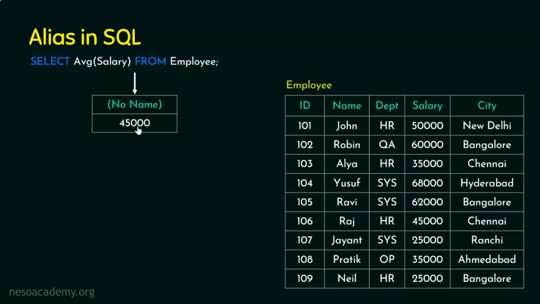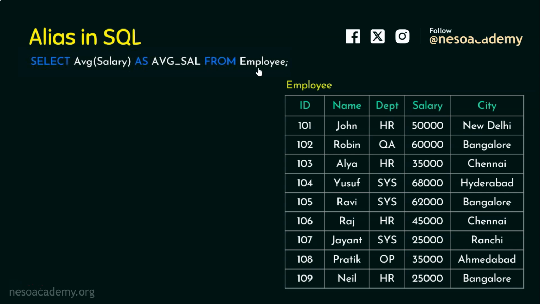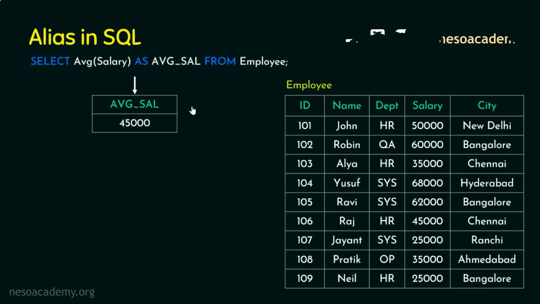But what's the name of the output? It has no name, right? So how do we create a temporary name? The same employee table, the same query, but with a small modification. I'm introducing average salary as avg underscore sal from employee, and the output will actually be the same, but the column name will be avg underscore sal. I hope you can recollect this. When I was explaining the basics of alias, I told you alias is really handy when we use joins and aggregate functions. So in this example, we have used the aggregate functions.